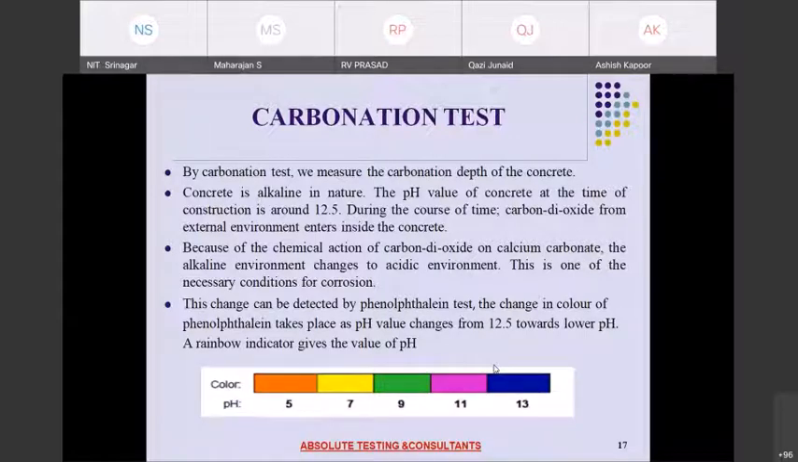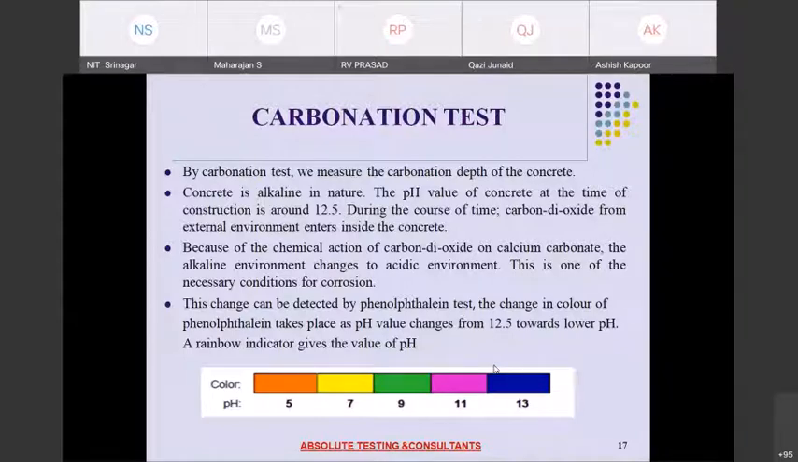Here you can see there are two types of chemicals available in the market. One is the rainbow indicator and the second is the phenolphthalein indicator. In rainbow indicator, it gives exactly the color, and based on the color, you can tell what is the present pH of the concrete. But the simple phenolphthalein indicator only tells you whether your concrete is carbonated or non-carbonated. Because if it is carbonated, it will be colorless, and if it is non-carbonated, it gives a pinkish color in phenolphthalein indicator.